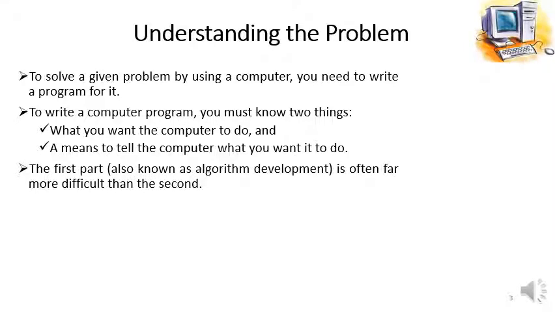The first part, also known as algorithm development, is often far more difficult than the second. Of course, that is the very first thing, to devise the solution of any problem, or to write the stepwise procedure for solving any problem. We call it an algorithm. An algorithm is normally written in a formal language. Later on we will see the difference between algorithm and pseudocode. These are the two ways of writing the solution of the problem. So an algorithm is actually a formal stepwise procedure for solving a problem.